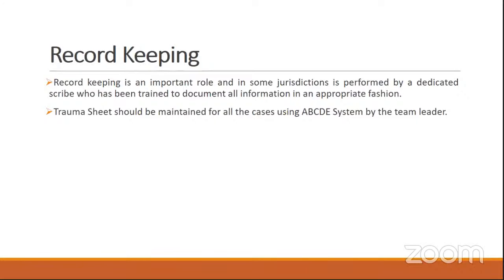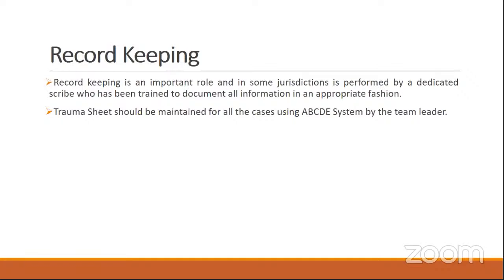Now, record keeping. Record keeping is an important role, and in some jurisdictions, it is performed by a scribe person. The team leader can either assign the role to the scribe person, or if none is present, the team leader himself is responsible for the whole documentation of the trauma code. All the information should be appropriately documented in the ABCDE pattern, and even the minor details of the patient should be documented in the trauma sheet.